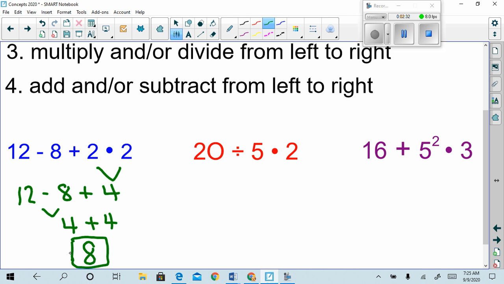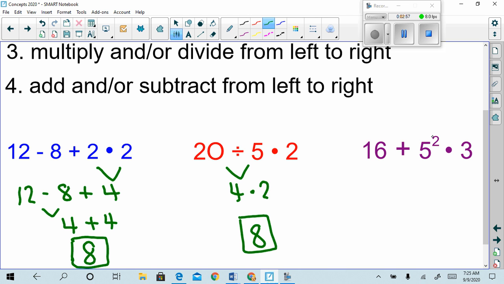Second problem, 20 divided by 5 times 2. Division and multiplication, going back to our left to right rule, we'll do the division first. 20 divided by 5 is 4. 4 times 2. Once again, I have an answer of 8. Third problem.